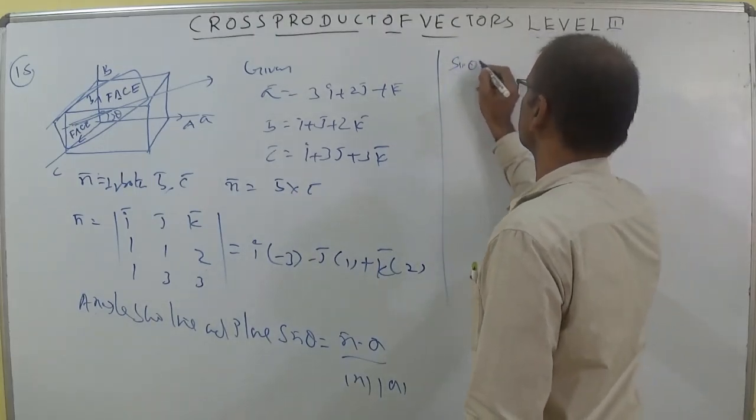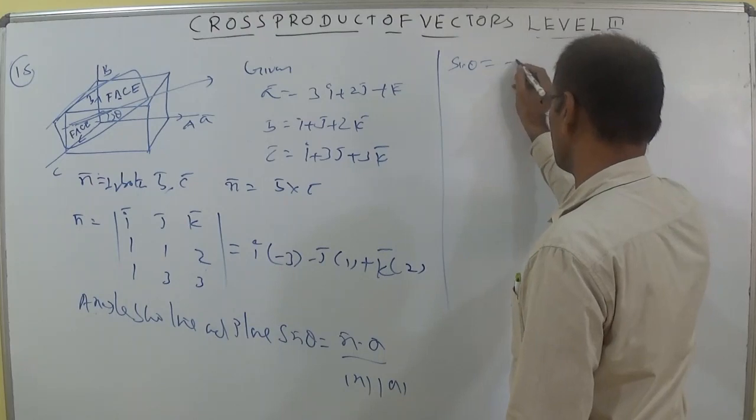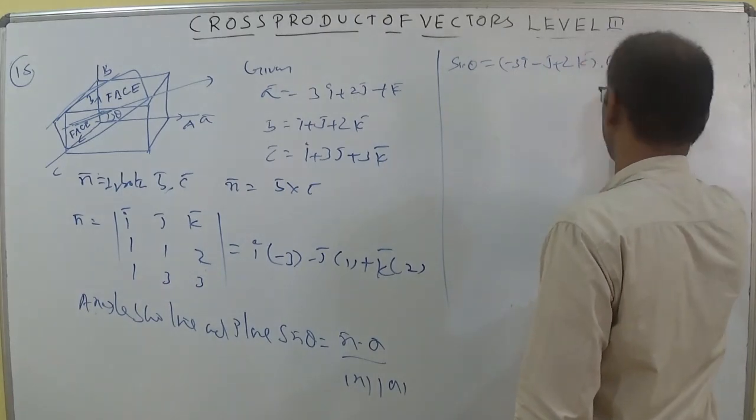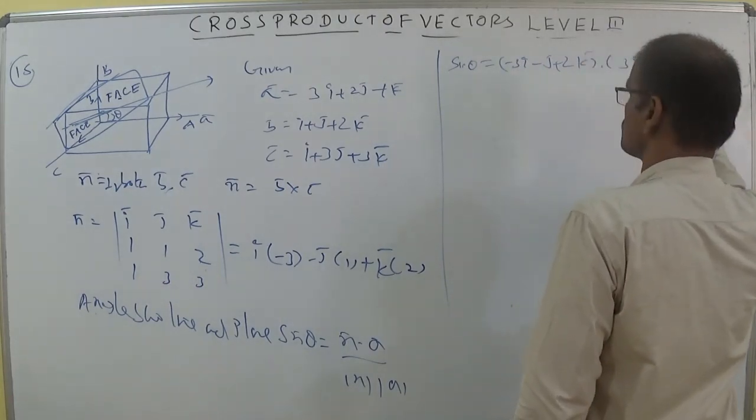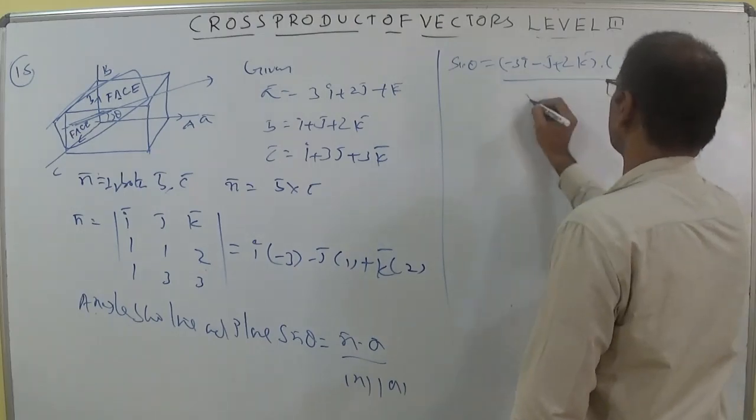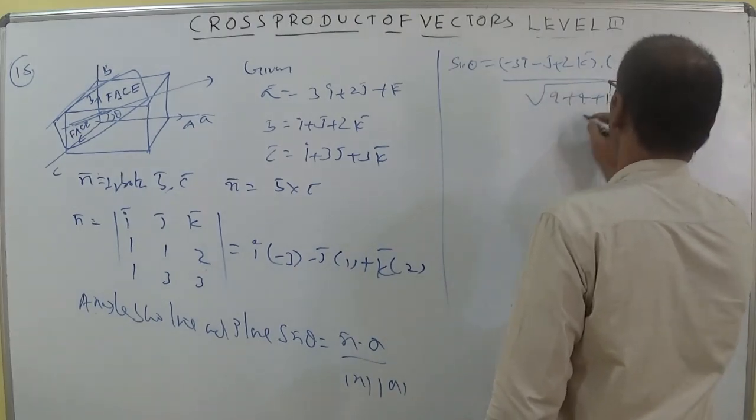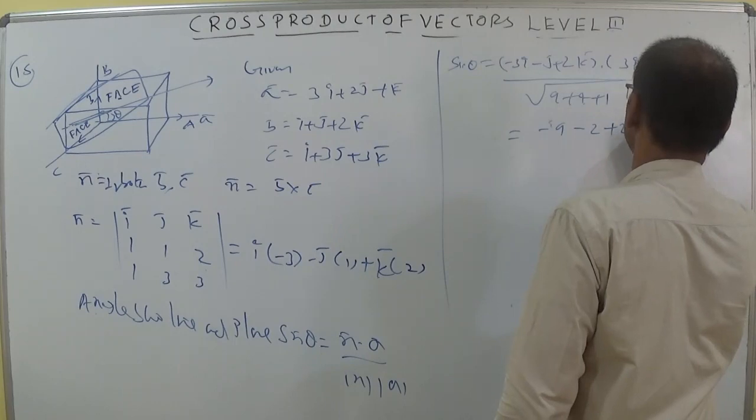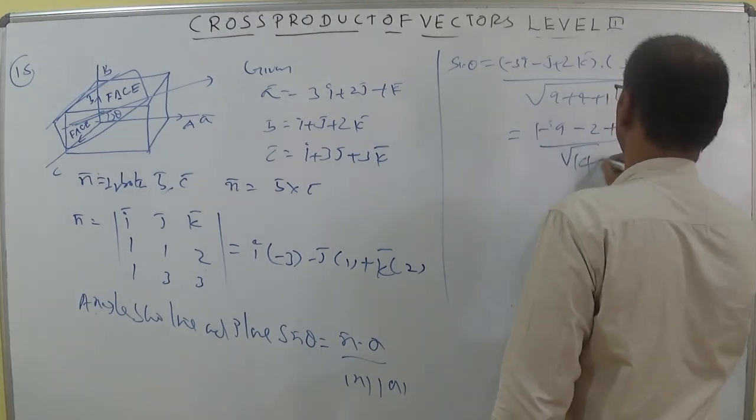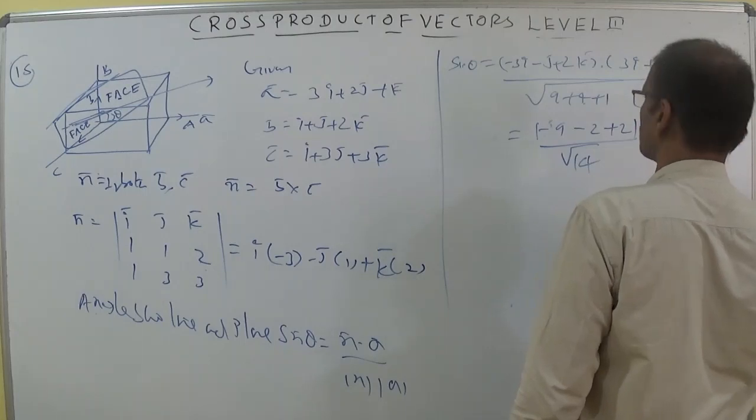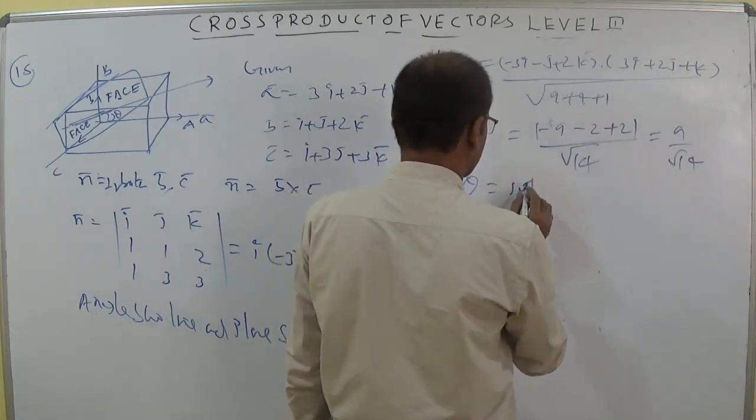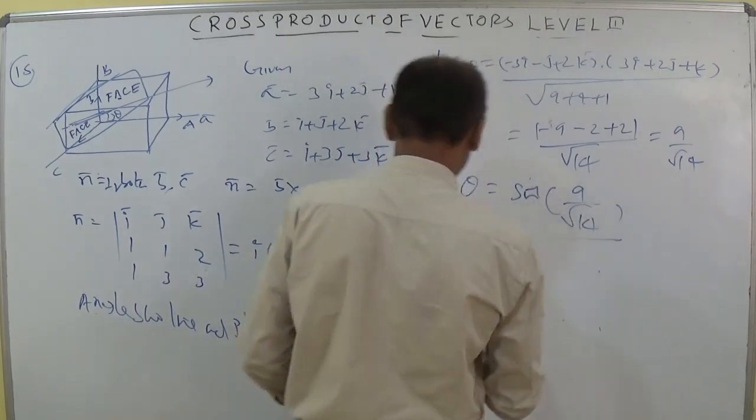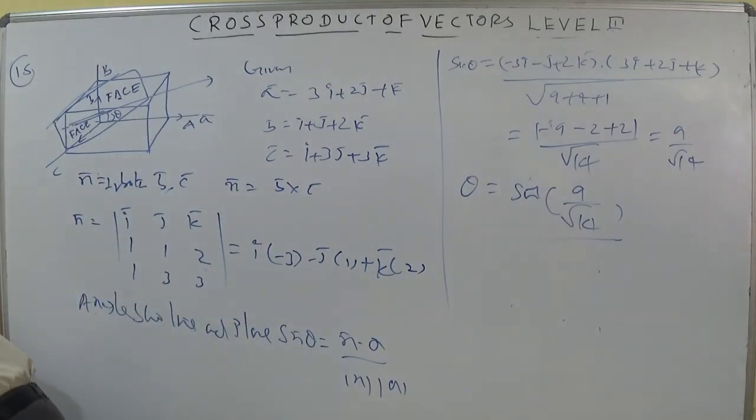That implies sin theta is equal to, now we can write the n bar value, minus 3i minus j plus 2k, dot the a bar given as 3i plus 2j plus k, whole by magnitude of this one, 9 plus 4 plus 1. This is minus 9 minus 2 plus 2 over modulus, whole by root 14. So if we calculate acute angle, theta is equal to sin inverse of 9 by root 14. Yes, it is correct.